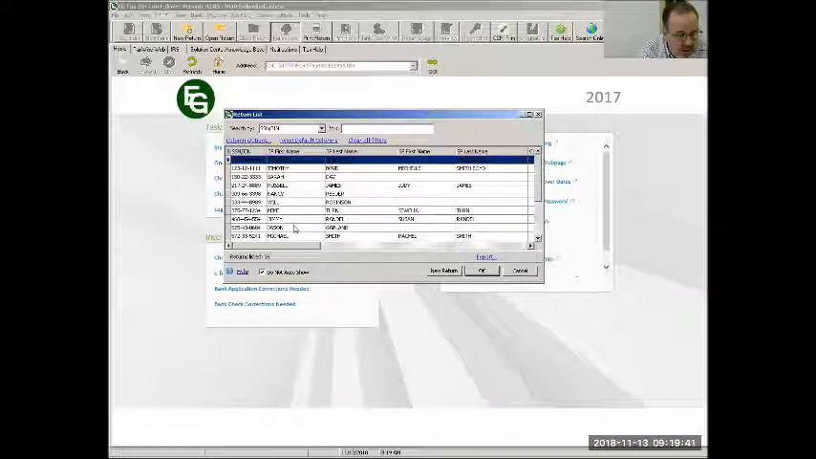All right. And then 10-3, we had the Hodge family. They had a federal refund of $66.78 and a state refund of $17.39.